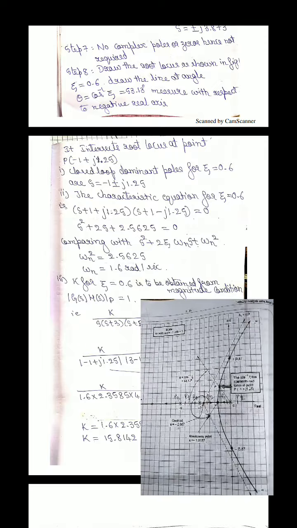Next, s square plus 2s plus 2.5625 is equal to 0. Comparing with the standard equation, omega n is equal to 1.6 you will get. Next, to find out the k. How to find out k? Magnitude condition is magnitude of g of s, h of s at P is equal to 1. G of s, h of s value is k divided by s into s plus 3, s plus 5. Instead of s, you substitute the minus 1 plus j 1.25 value. If you substitute that value, you will get k is equal to 15.8142.